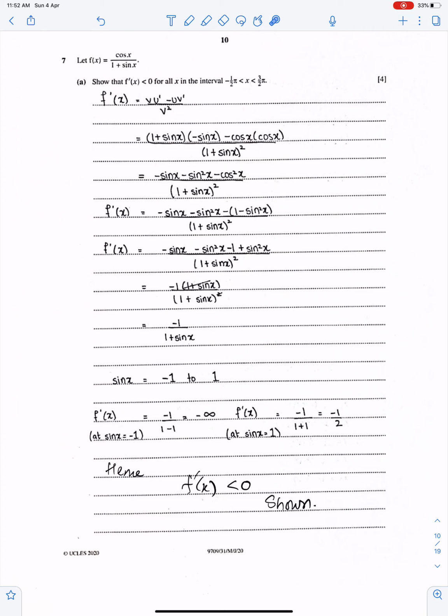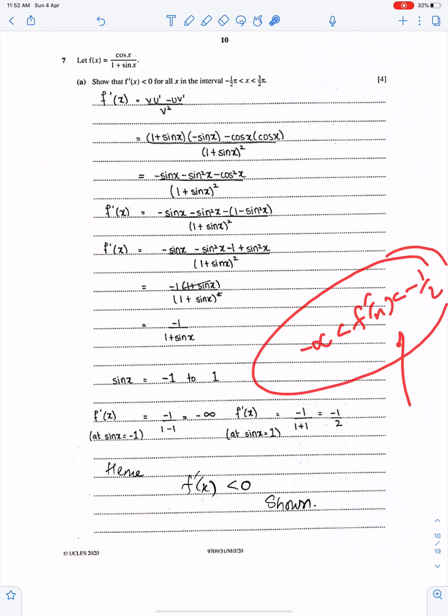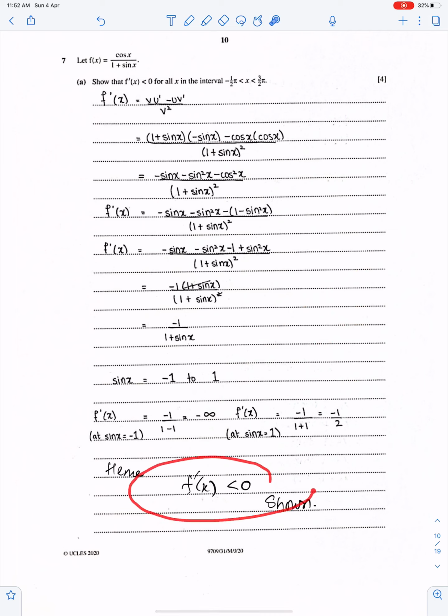Now check. When you put sine x as minus 1 here, you will get minus infinity. And when the value of sine x is 1, you will get minus 1 upon 2. So your answer is lying between minus infinity and minus half. That means it is entirely negative. So f prime x is always negative for these values of x.